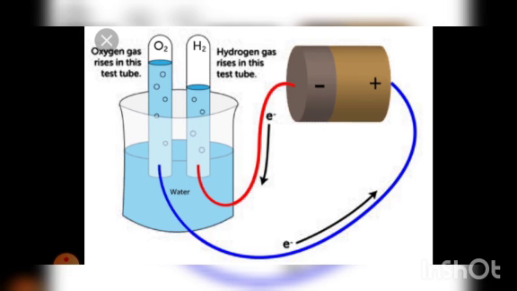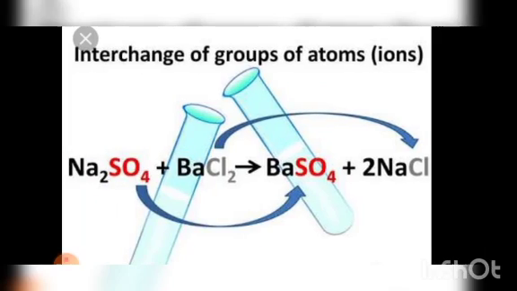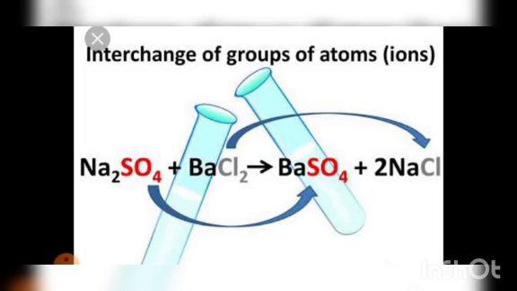Okay, so here this is about electrolysis. Next, let's go for one more type of reaction. So this is the example for double displacement reaction. It is double displacement reaction. This is a very important reaction. Many a times this reaction has been given for balancing. This example has been asked in many different questions in CBSE papers.